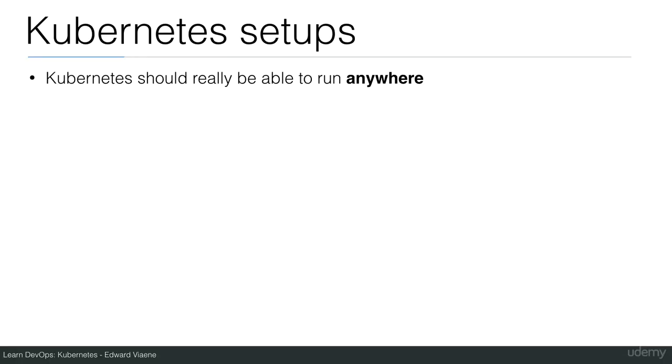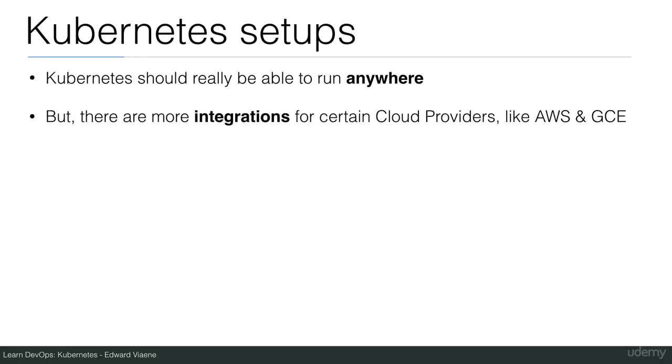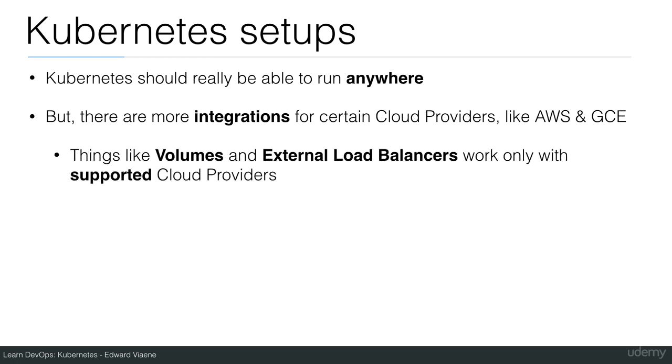Kubernetes should really be able to run anywhere, but there are more integrations for certain cloud providers like AWS and Google Cloud. Things like volumes and external load balancers work only with supported cloud platforms. So if the integration for your cloud platform is not available, then you can still use Kubernetes, but you will not be able to use volumes and external load balancers.